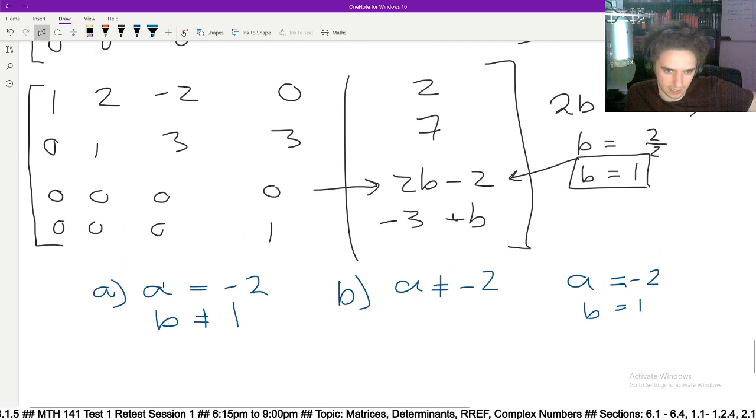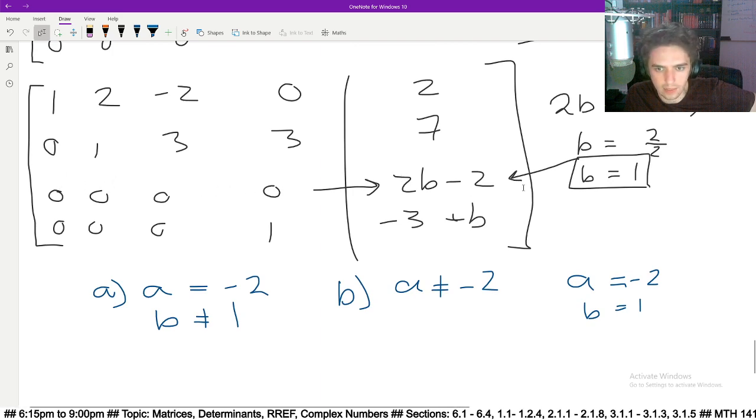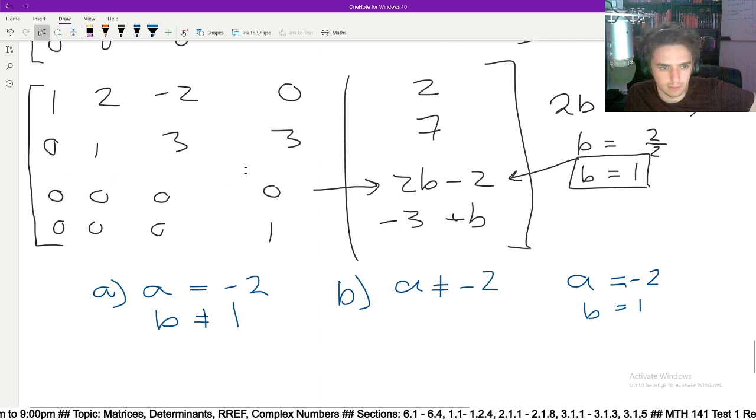And so then you've got to think about it like, okay, if A is -2 and B isn't 1, then I'm going to have no solutions, because it'll be a row of zeros and then some constant, which doesn't make sense. You can't have something equal to nothing. I mean, nothing equal to something.